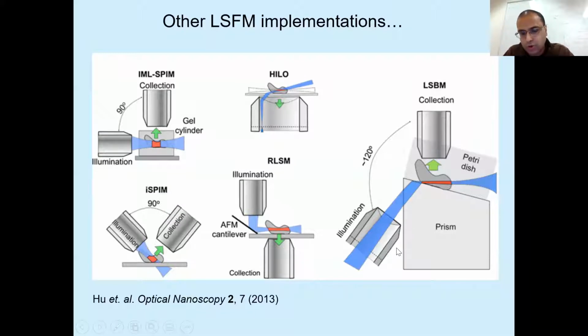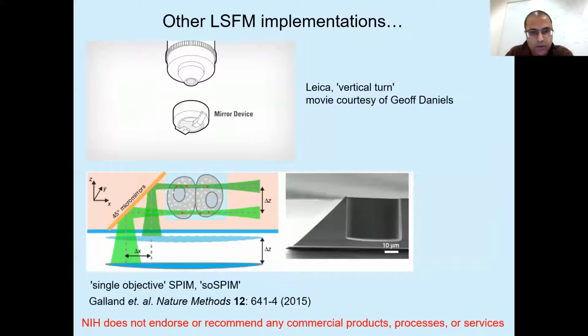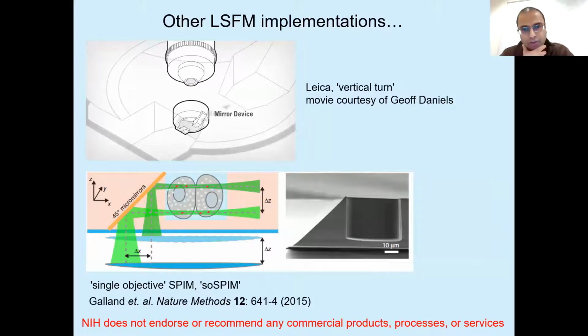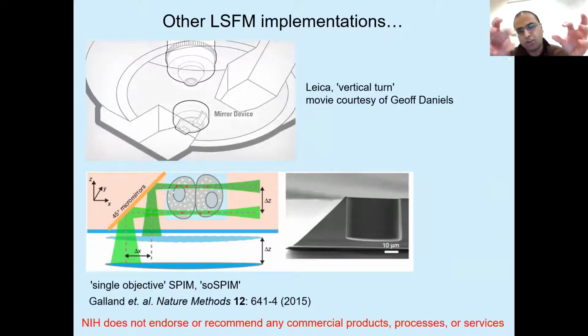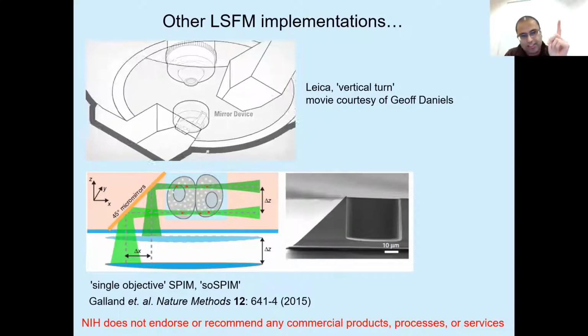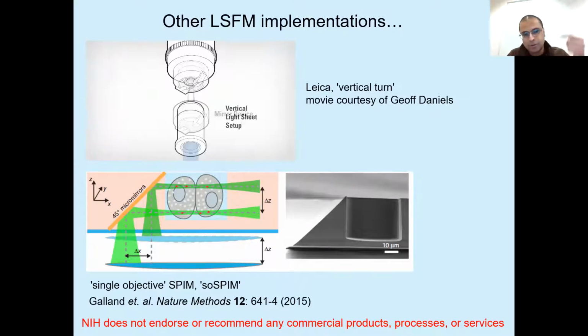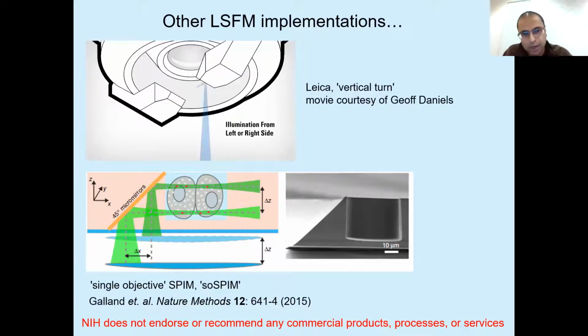And then you can grow samples on a prism, use the prism to reflect the light sheet into the sample, and detect from above. So there are many, many ways of doing this. Of course, Leica has introduced what they call the vertical turn. This is just a mirror that you can put on a confocal microscope. This mirror reflects a confocal scan beam to produce a so-called virtual light sheet. You can then record the light sheet from either above or the bottom.